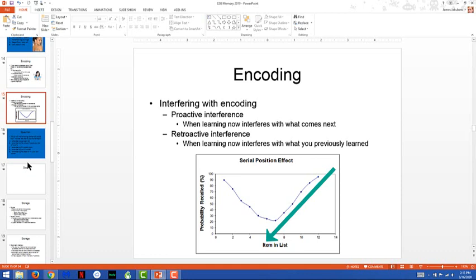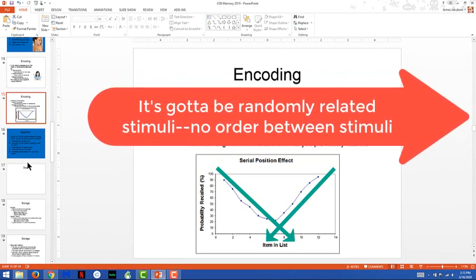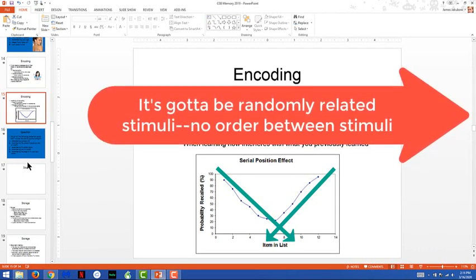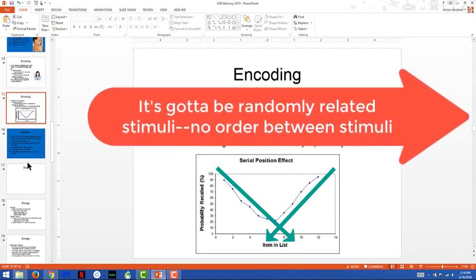Because both of those processes occur, if you put them together, what you wind up seeing is that in any random list of letters, numbers, symbols, objects, whatever it is, it doesn't matter what the source of stimulus is, as long as they are randomly related to each other and there's no particular order to them, you will always wind up finding that the beginning of the list and the end of the list are always best remembered, and the middle of the list is going to always be least well remembered. And that is a process called the serial position effect.